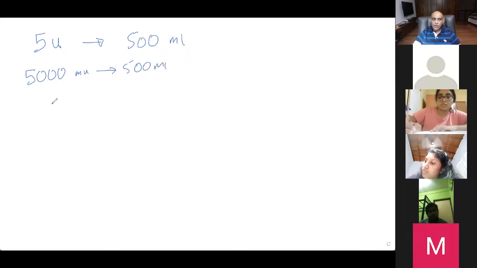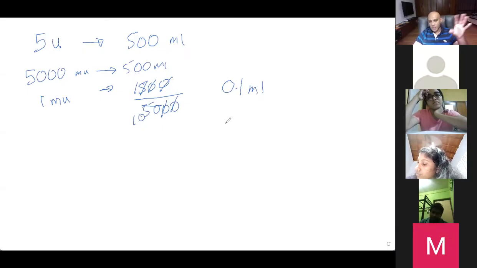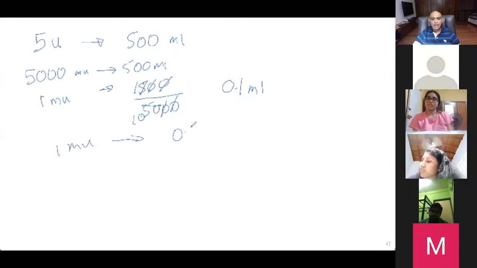Is that clear? So if you want to find out what amount of normal saline contains 1 milliunit, then you have to divide 500 milliliters by 5,000. Am I clear? So what does that mean? It means that if you put 5 units into 500 ml, 1 milliunit is contained in 0.1 ml of our fluid. Is that clear, children?